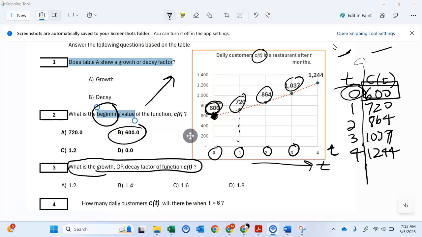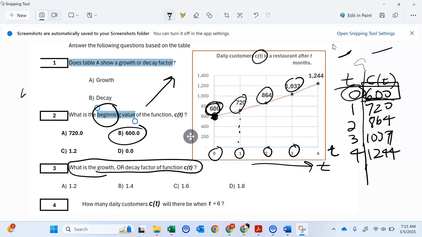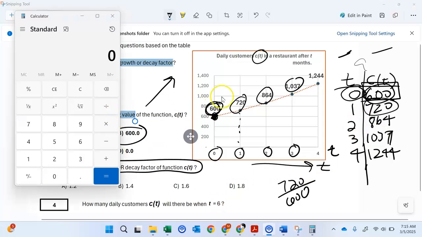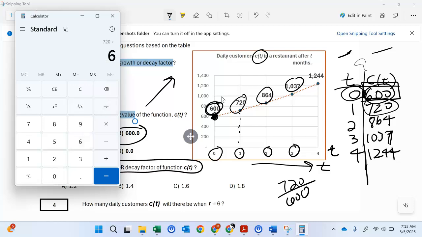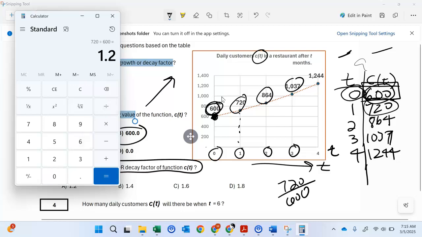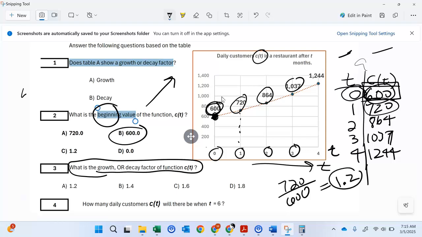So to get the growth factor, we always take the second one, 720, and we divide it by the first one, which is 600. So we do that on our calculator: 720 divided by 600 equals 1.2. So that means the growth factor is 1.2, okay? So that's going to be A, okay?